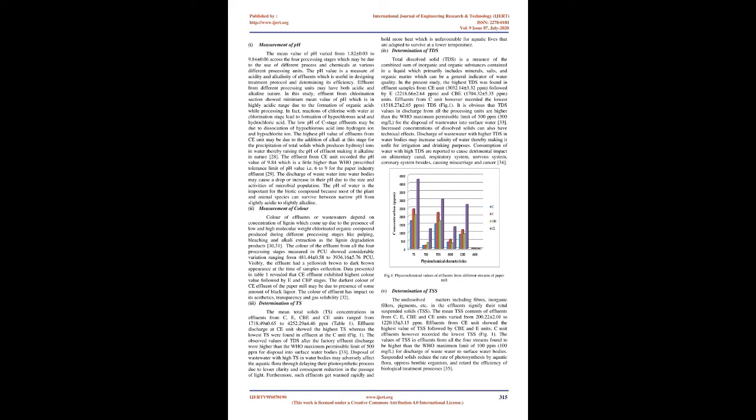Values are given as mean ± SE, n equals 3. It is evident from the results of physicochemical analysis of effluents from different processing units presented in Table 1 that the values of all the studied parameters vary considerably across the various processing units of the paper mill. 1. Measurement of pH.